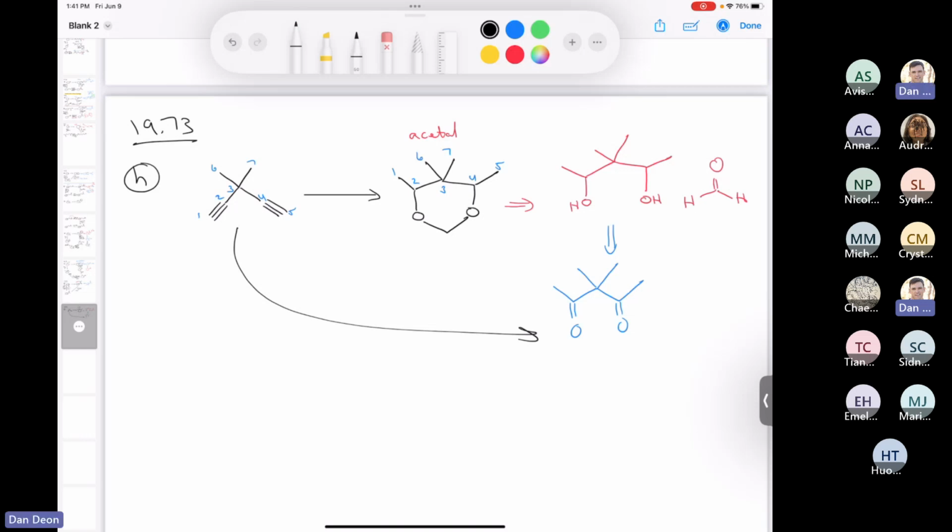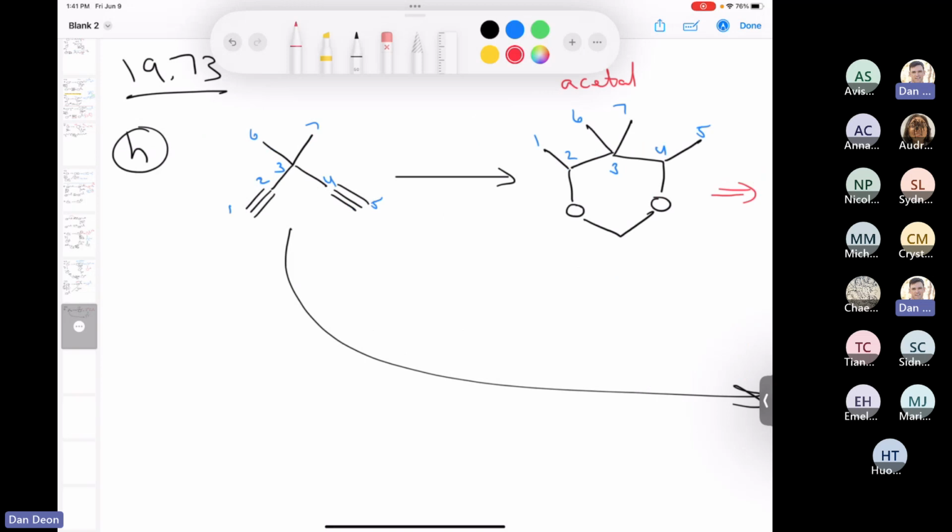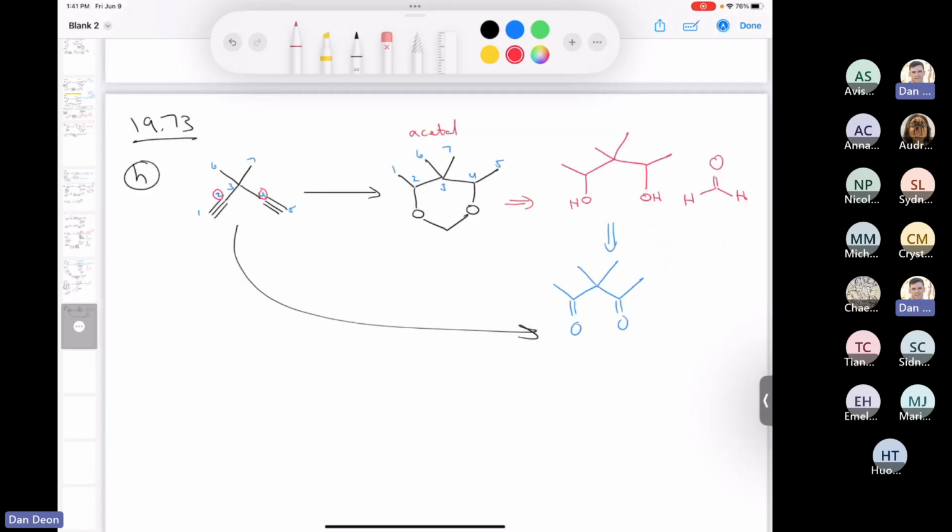So this one, you don't want to do an anti-Markovnikov in this case, right, Avicii? That's right, because you want to add the carbonyl here and here, right? So it has to be a Markovnikov in this case. Okay, so you got to look at it really carefully. So yes, you would treat it with mercuric sulfate and sulfuric acid and water. Yes, and that will give you that diketone.